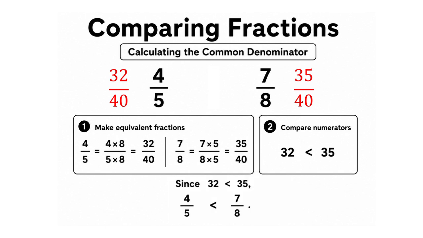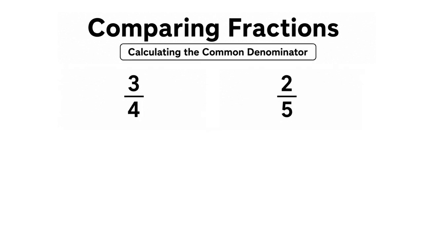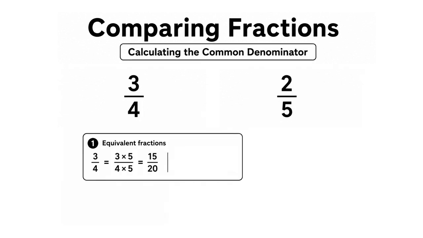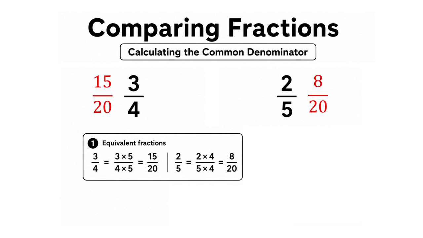Let's work through another example. 3/4 and 2/5. So let's start off with our equivalent fractions. So 15 over 20, and then 8 over 20. So what we've done is the same procedure again. We've made 3/4 into 15 over 20, and we've made 2/5 into 8 over 20. So our common denominator is the 20, or 20ths.